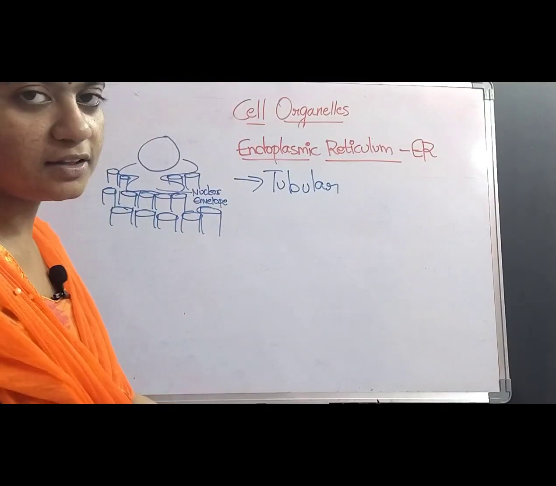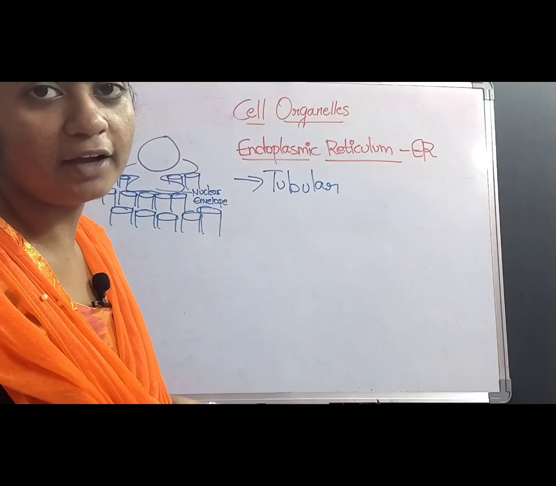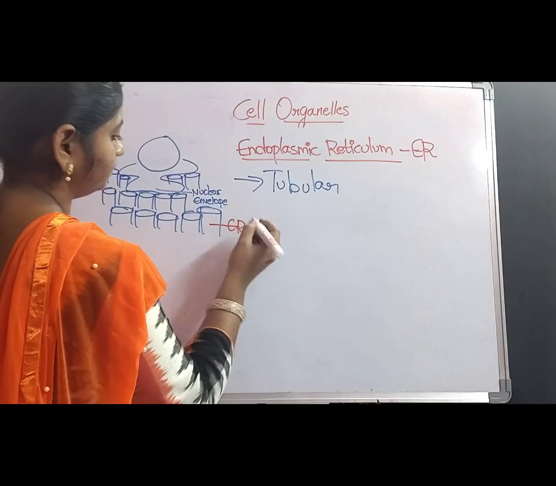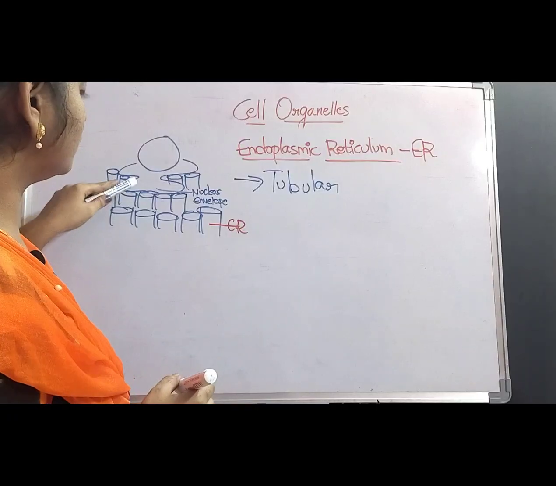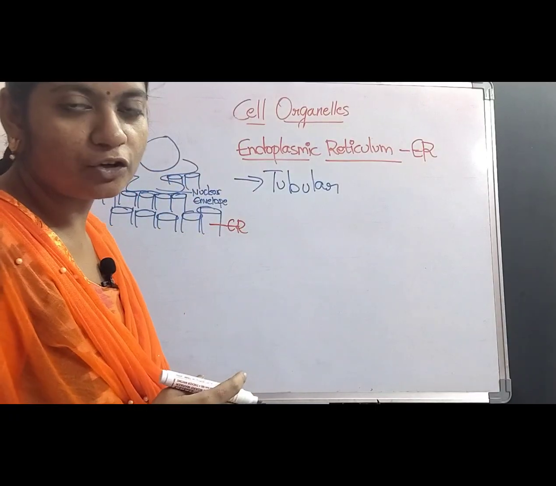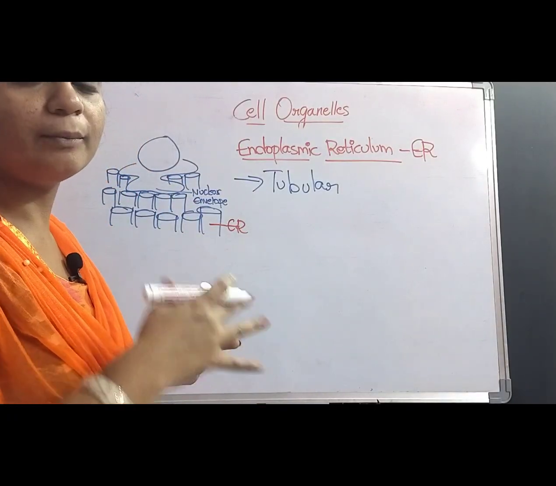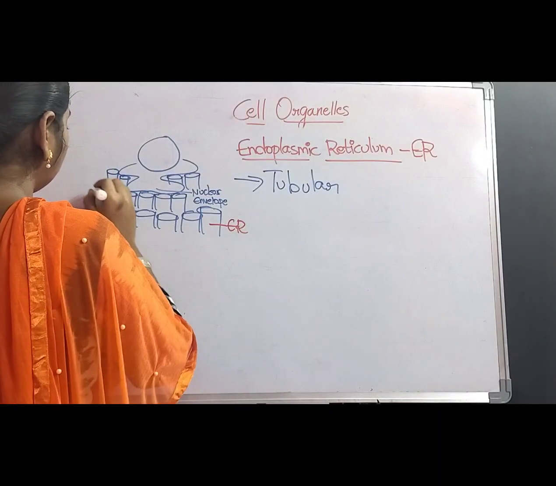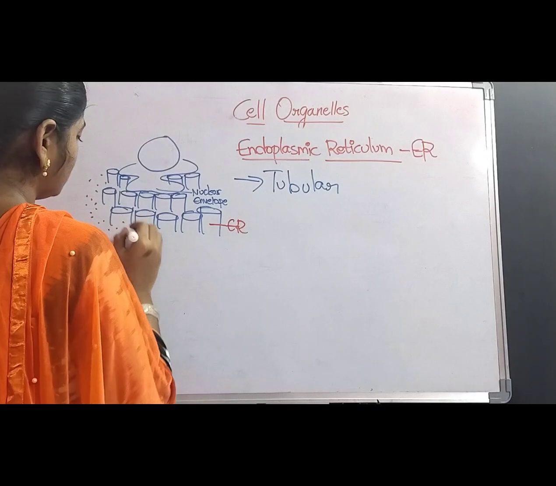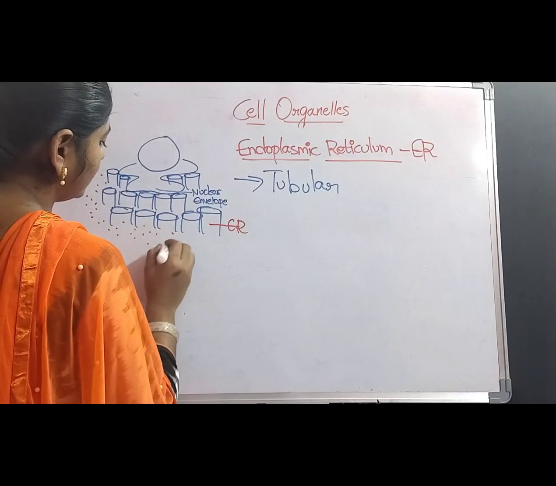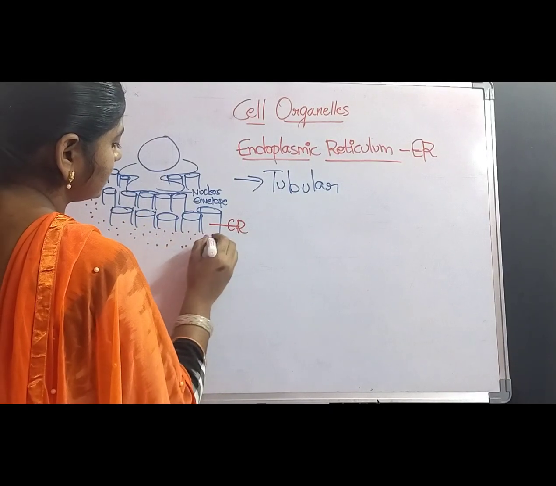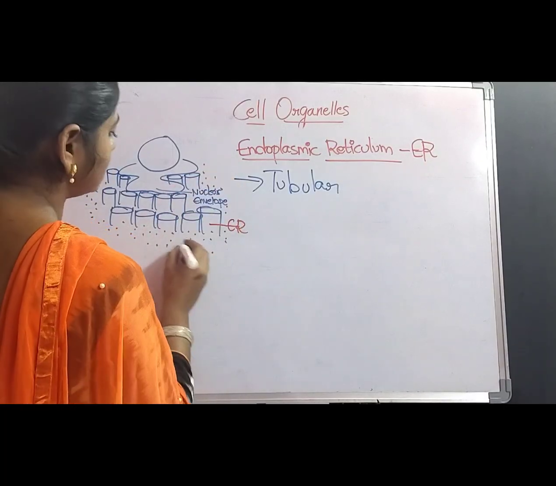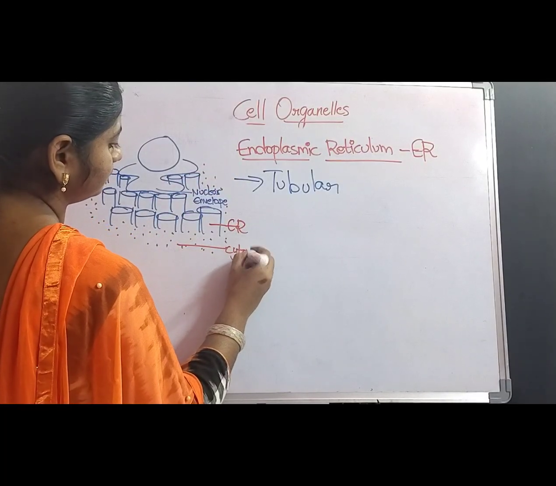What are these tubular-like structures which are surrounding the nuclear envelope? These are called endoplasmic reticulum. As we have observed now, half of the endoplasmic reticulum is attached to the nuclear envelope and the remaining half is observed freely floating in the cytoplasm. So half the portion is attached to the nuclear envelope and half the portion is present in the cytoplasm. This is the cytoplasm.